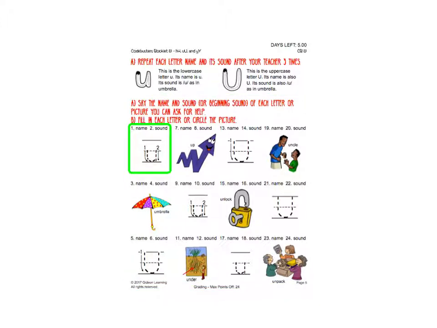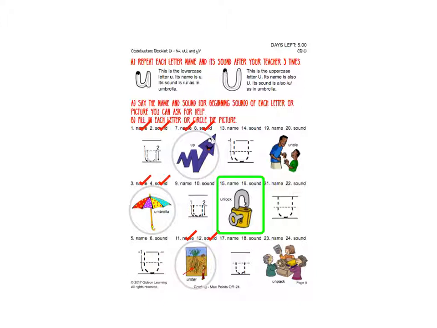This is the letter U. Its sound is, and now you can write it. This is a picture of an umbrella. Its beginning sound is. Now circle it. This is a picture of up. Its beginning sound is. Now circle it. This is a picture of under. Its beginning sound is, and now circle it.